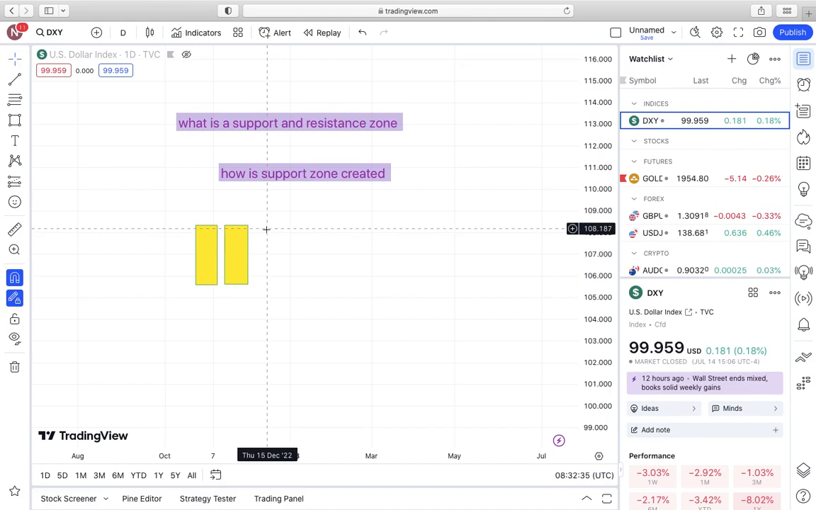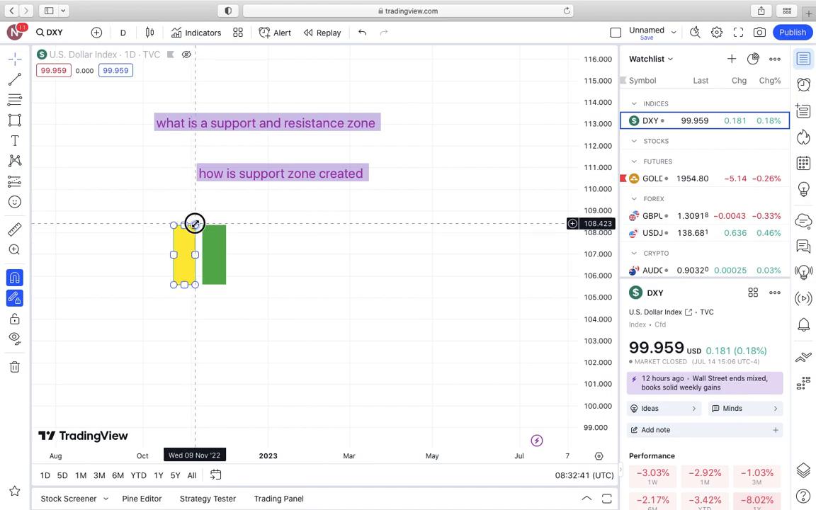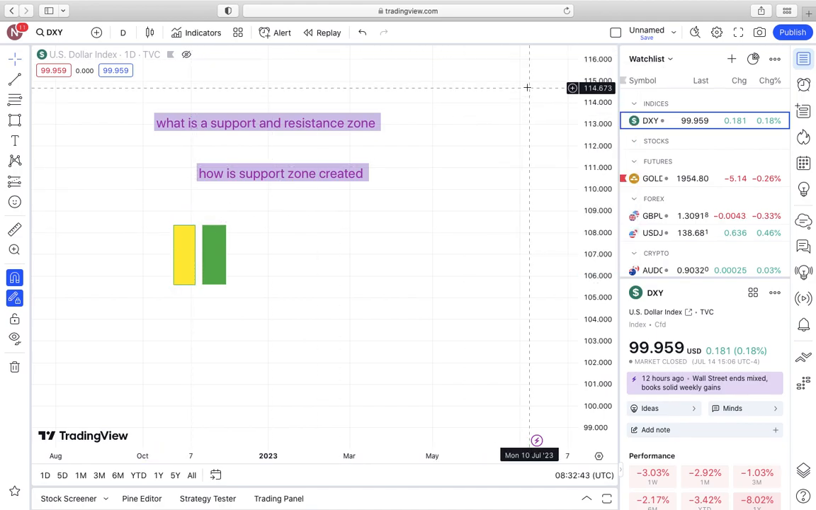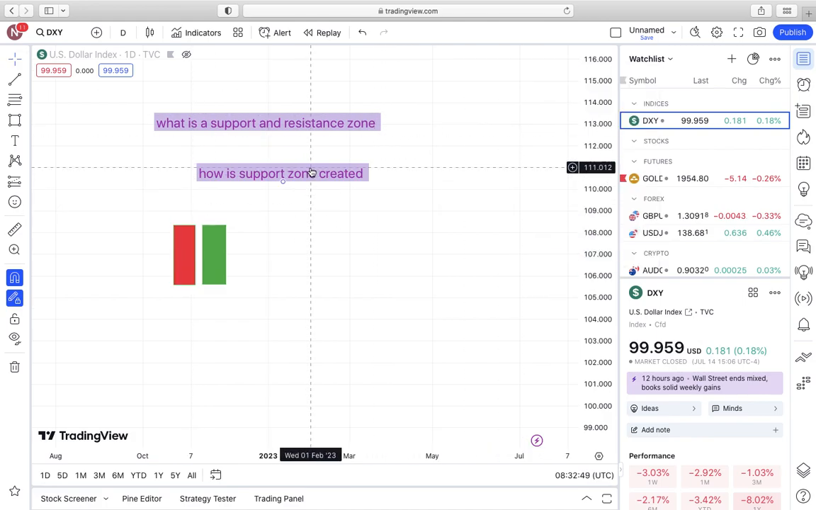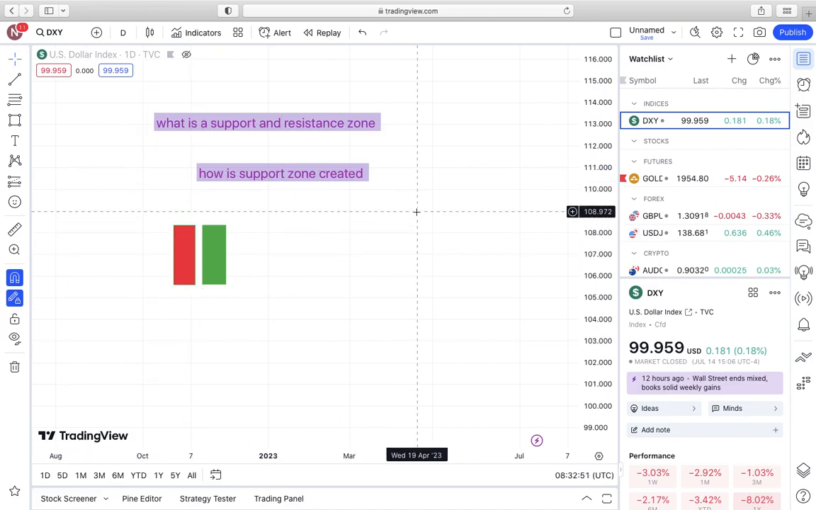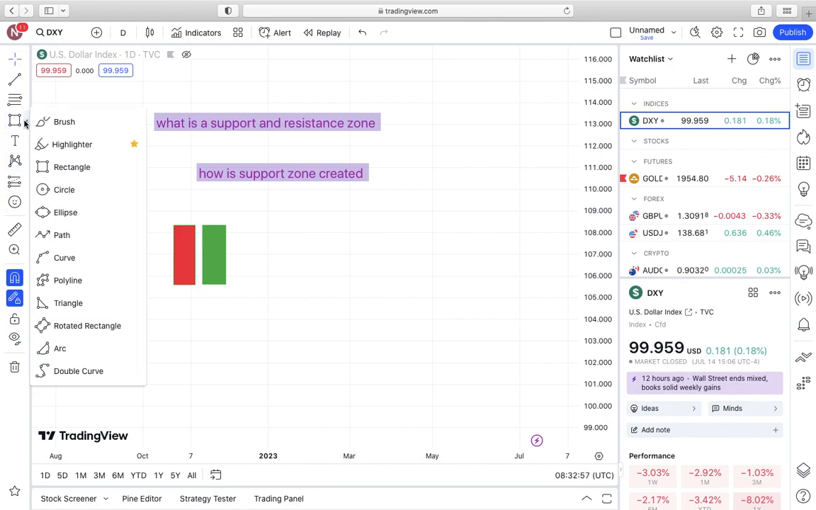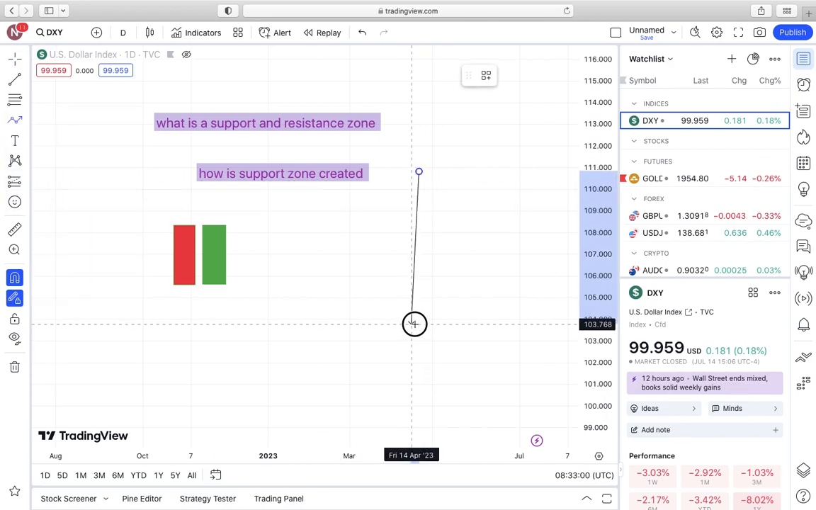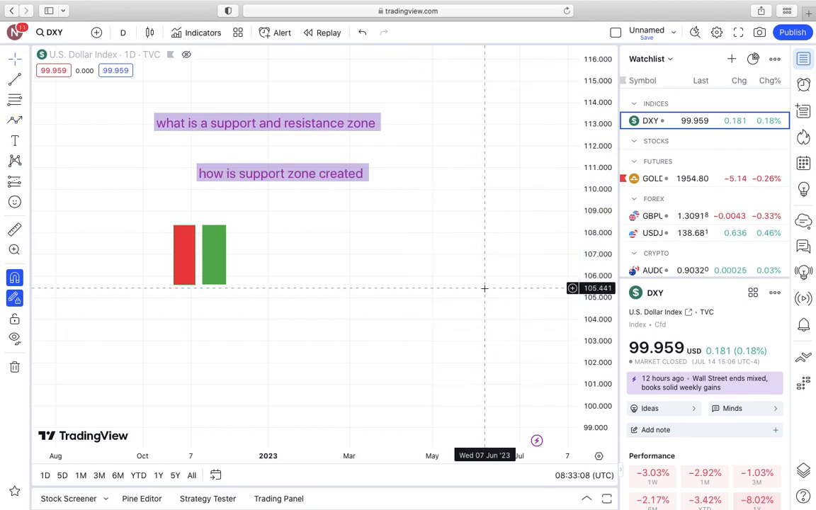This is what I mean. Let me make this one green and this one red. A red candle is called a bearish candle, and a green candle is called a bullish candle. Now, when is a support zone created? A support zone is created where the market was on a downtrend, and the market forms a bearish candle followed by a bullish candle. When you see the market print a bearish candle followed by a bullish candle, that is a support zone created.